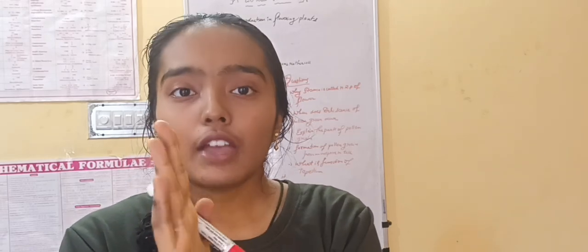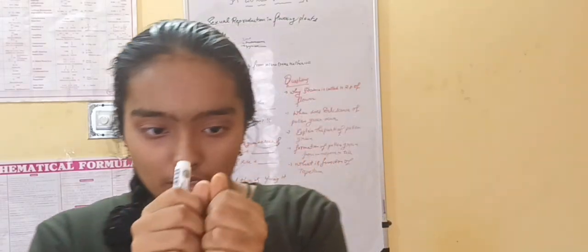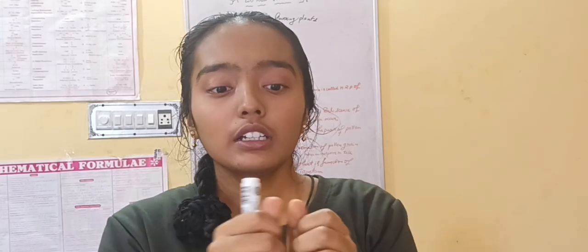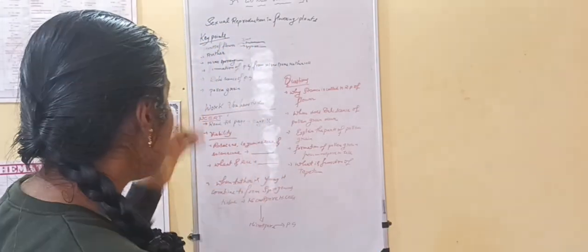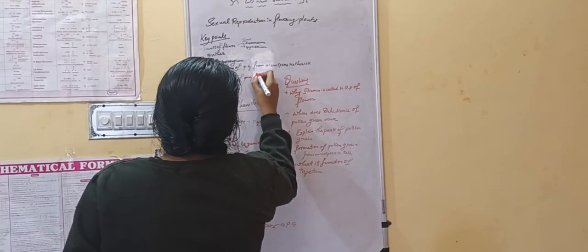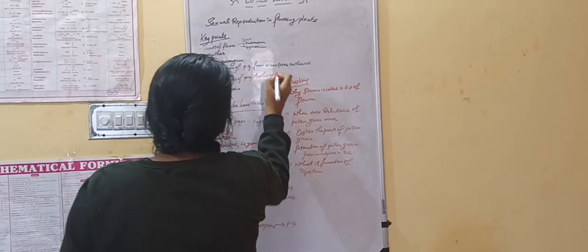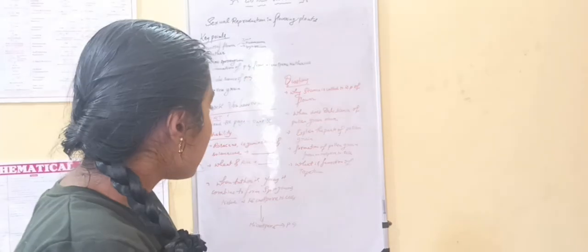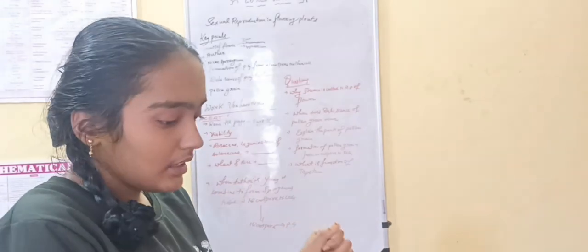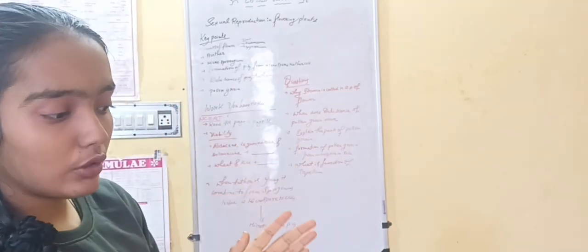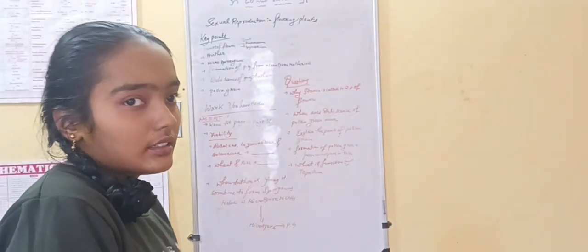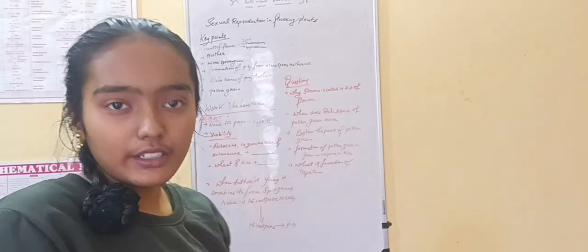The bursting of the anther for the release of the pollen grain is known as the dehiscence of anther. I'll correct this: dehiscence of anther. Basically the dehiscence will lead to the pollen grain release. And how the pollen grain looks, and what its structure is, I explained already.